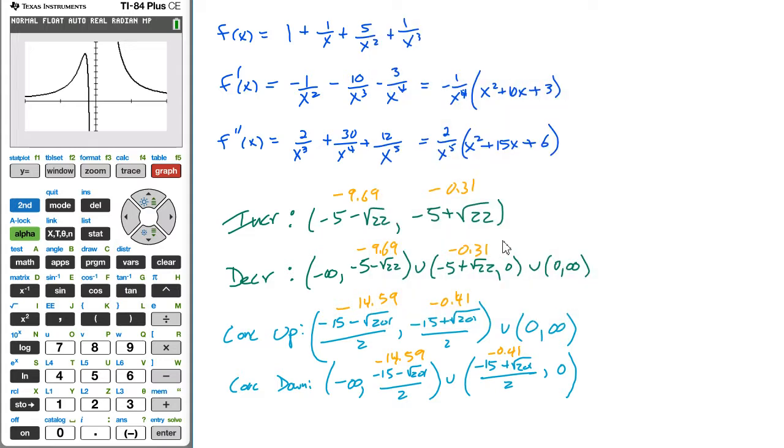Okay, so this looks good, this looks good, this presumably looks good. We can check a little bit further out to the left. Okay. What about, and then increasing from -9.69 to -0.31. It does look like we're increasing here, okay? But we can still verify these when we look out further to the left, okay?